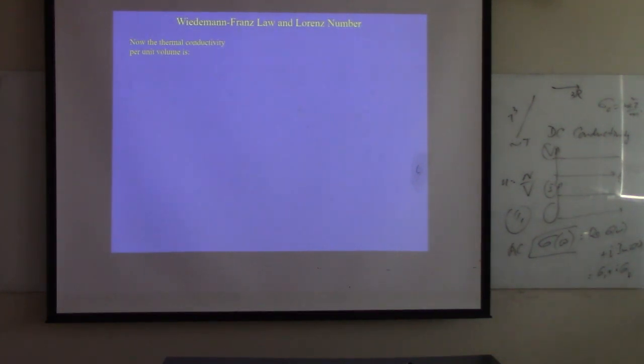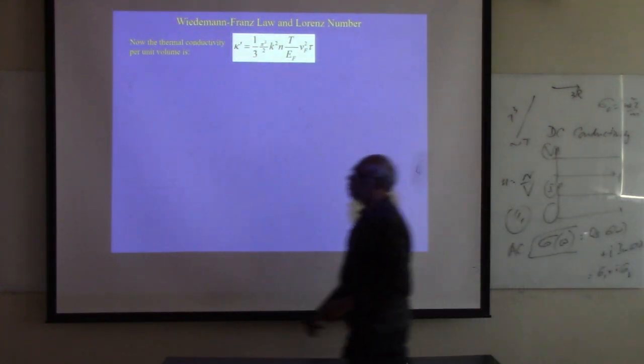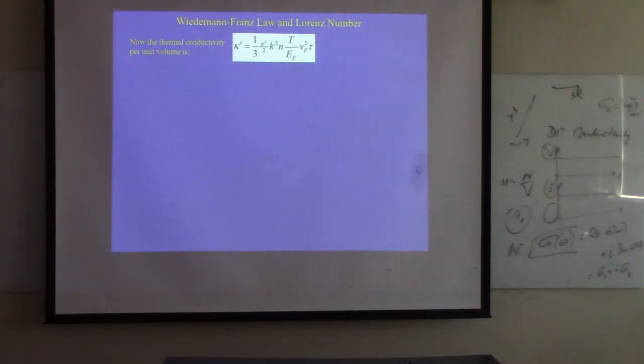Okay, so now we can use this to calculate this K. Let's plug in these numbers here. So you can plug in everything. So K prime, per unit volume, you have 1/3. Then you have the C value, which is pi squared over 2. Then you have k_B T, so I write k_B squared N times T, right?